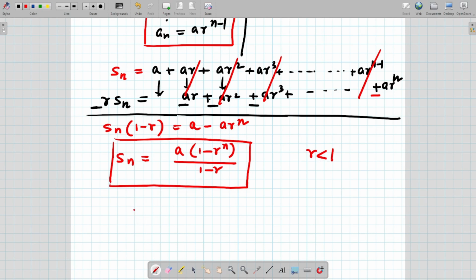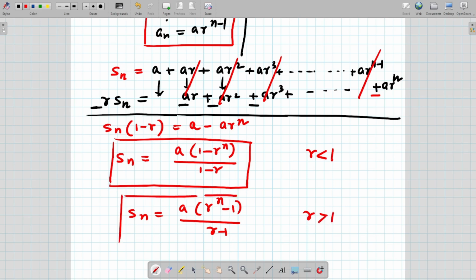You can definitely do that. Sn would be a into (rn minus 1) upon (r minus 1). In this case, r will be greater than 1. This will be your second formula.